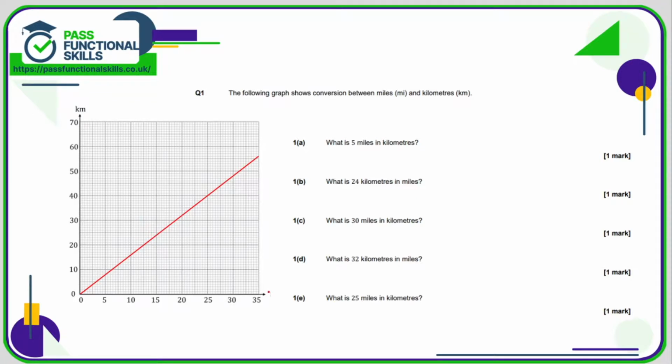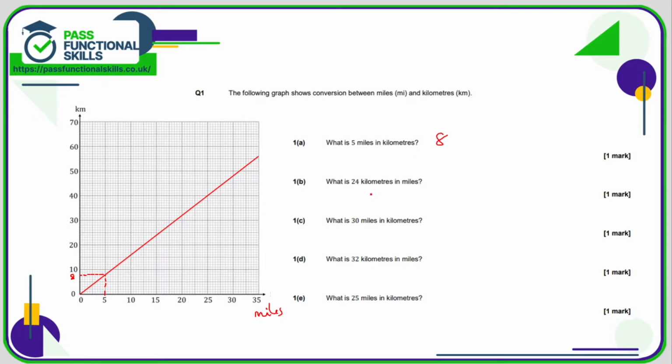So what we have on this first question is we have miles along the bottom, kilometers up the side, and we want to convert 5 miles into kilometers. So let's find 5 miles, which is here, and we need to see where it hits the line and then take a reading off to the left. So 5 hits the line here, and that corresponds to 8 kilometers.